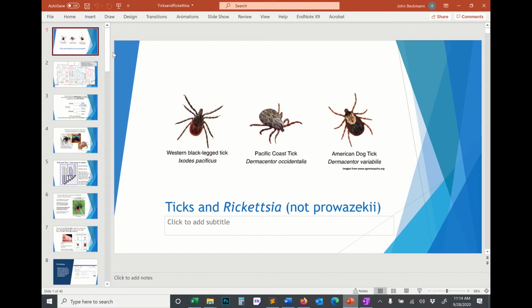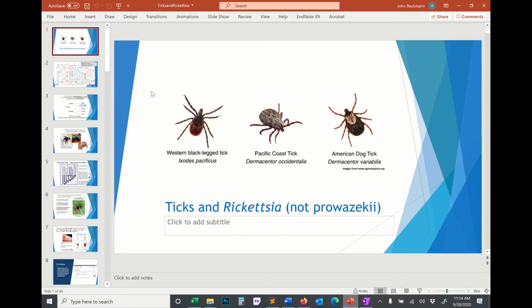At least in the sense of the Rickettsia stuff. And I'll just say that Rickettsia are bacteria. We'll talk a lot about them. There's one Rickettsia we won't talk about, which is Rickettsia prowazekii, which causes typhus. We have a whole separate lecture on typhus. Today we're going to talk about ticks and then Rickettsia, everything that's not prowazekii.